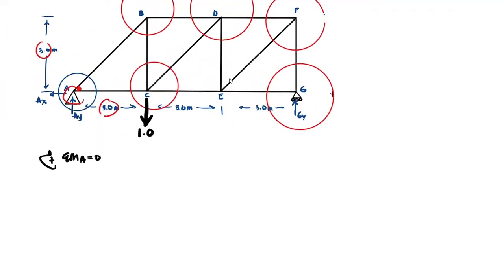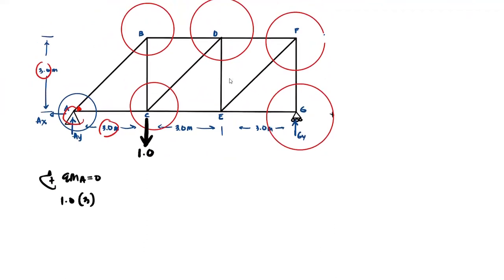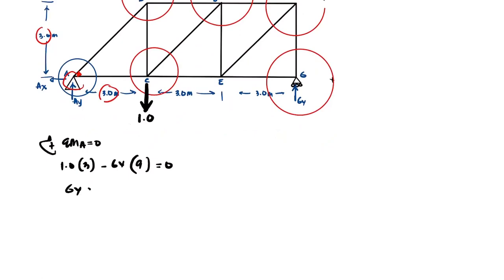Now, we have 1.0 times 3 m. Wag na natin lagyan ng units na maka-cancel out naman yan. And then, negative GY that is 9 m or 9 meters is equal to 0. Okay? So, next is, kunin natin yung GY. GY is equal to 1/3. Okay? So, yan yung value ng ating GY.